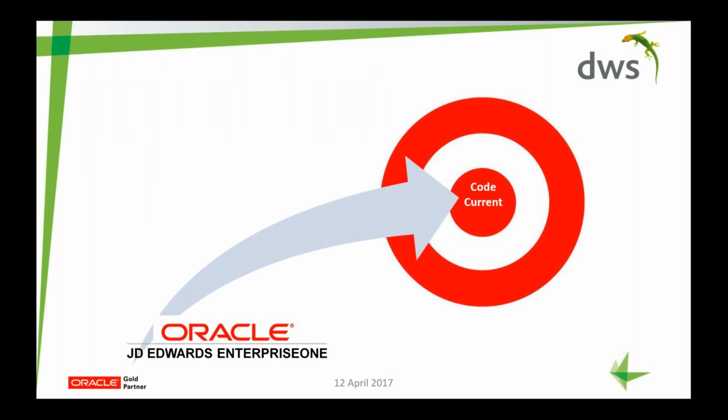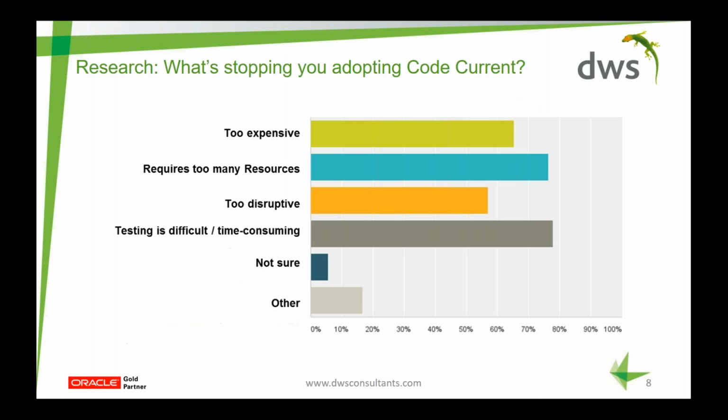Now, as you'll know, Oracle has been promoting the concept of code current for its JD Edwards customers, and it's been doing so for 2 or 3 years now. And you will probably also be aware that DWS has been a keen supporter of this strategy, and our existing software-led services take a lot of the effort, hassle, and cost out of upgrading and then staying code current.